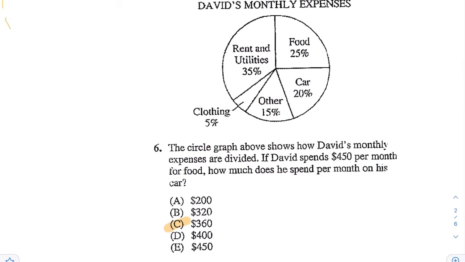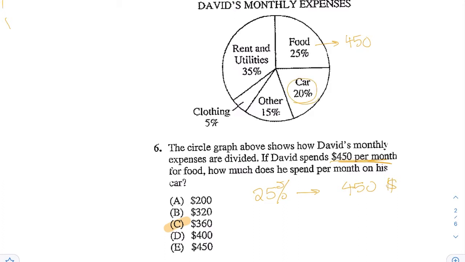All right, next for number 6, the circle graph above shows how David's monthly expenses are divided. If David spends $450 per month for food, how much does he spend per month on his car? So he spends $450 for food, and food takes up 25% of his expenses. So if you know that 25% is actually $450, you can use either a proportion or a unit rate to figure out the percentage of the car, which is 20%.